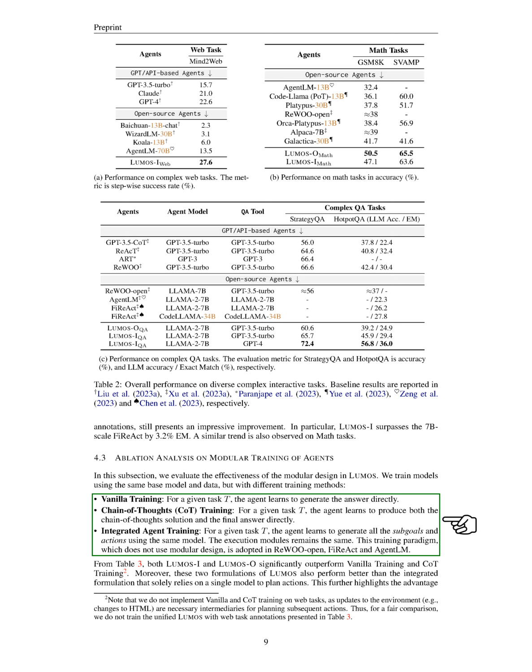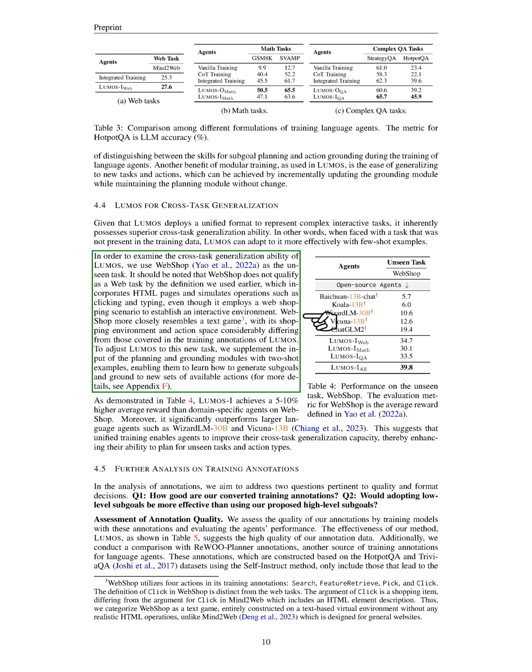When faced with a task that was not present in the training data, LUMOS can adapt to it more effectively with few-shot examples. To test this, we used WebShop as the unseen task. WebShop is not a typical web task as it doesn't involve HTML pages or simulate operations like clicking and typing. Instead, it uses a web shopping scenario to create an interactive environment. To adapt LUMOS to this new task, we supplemented the input of the planning and grounding modules with two-shot examples.